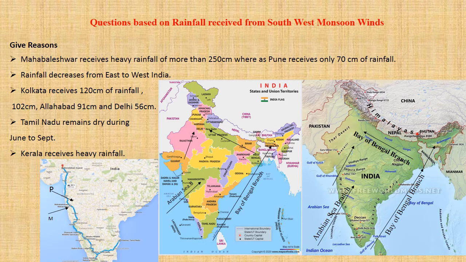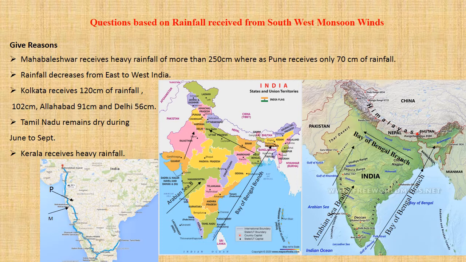Definitely, the Bay of Bengal branch, when it reaches Kolkata, will first give heavy rainfall to Kolkata. As it proceeds ahead to Patna, it will lose moisture. When it moves from Patna to Allahabad and from Allahabad to Delhi, it will go on losing moisture. And that's the reason there is a difference in rainfall in all these places.